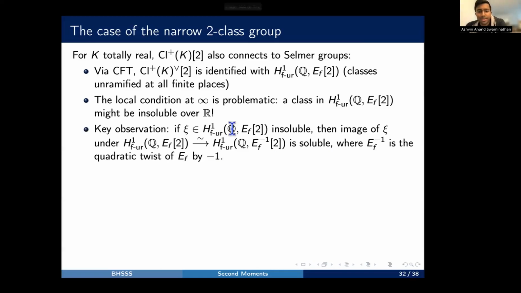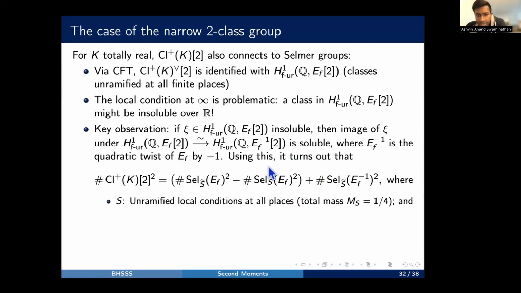But a key observation here is that if you have a class that is insoluble, well, you can just twist it to make it soluble. So in other words, we have a bijection in the cohomology between two torsion of EF and the two torsion of EF twisted by -1. And the image of an insoluble class under this bijection, the bijection in Galois cohomology, will become soluble. So in other words, if you have a class that's insoluble for EF, it will be soluble for the twist of EF by -1.